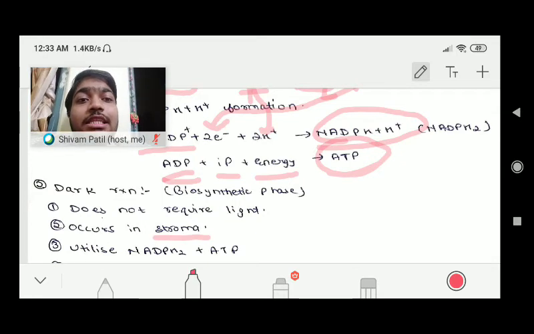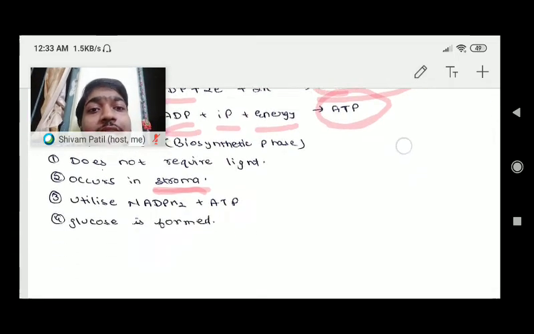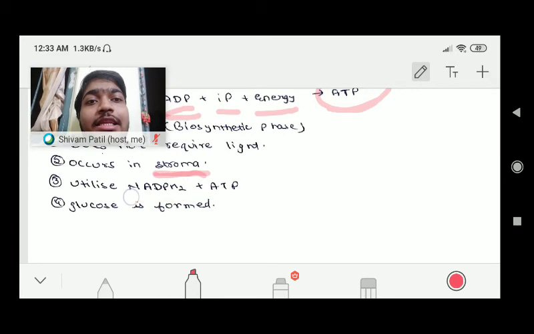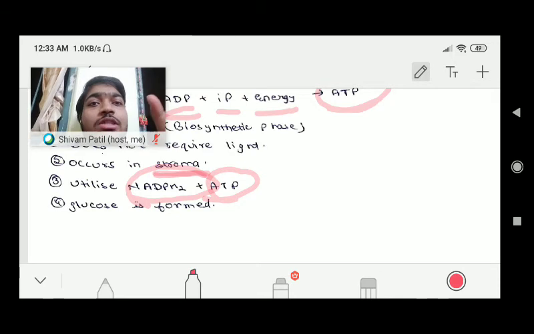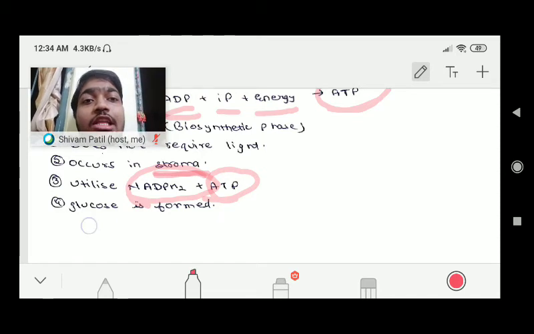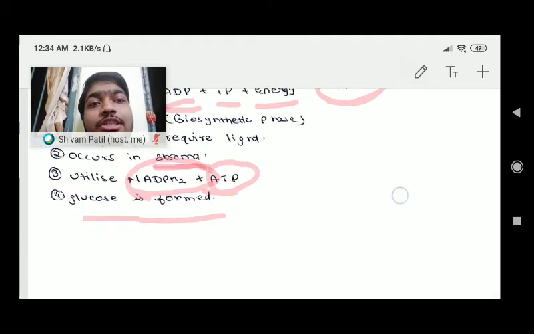It occurs in the stroma. The light reaction occurs in the thylakoids. The dark reaction occurs in the stroma. It will utilize the products which were formed in the light reaction, that is NADPH2 and ATP will be utilized in this dark reaction. The oxygen is released in the environment. And the glucose, the actual molecule we require, is formed in the dark reaction.